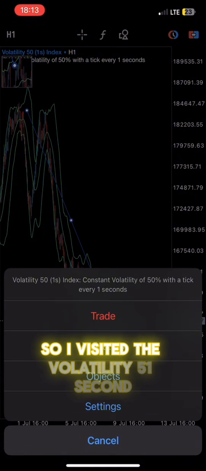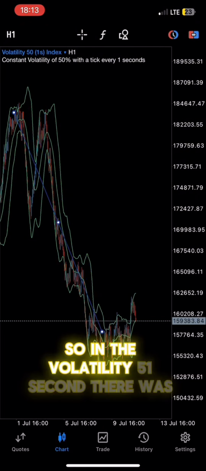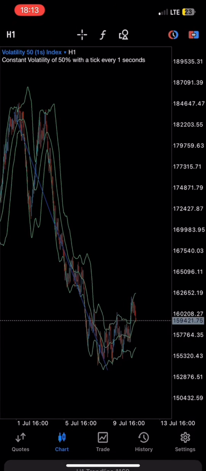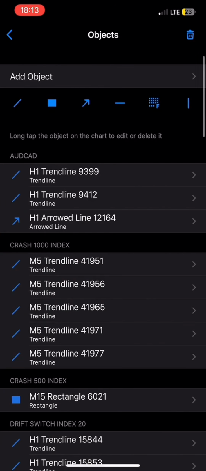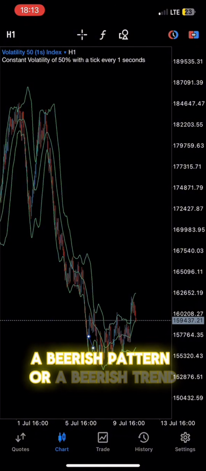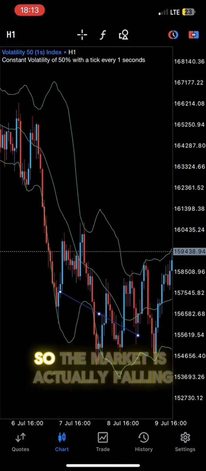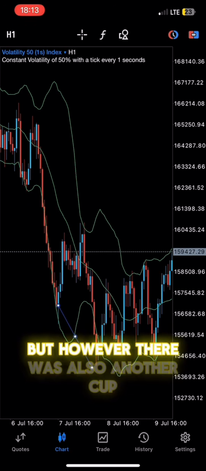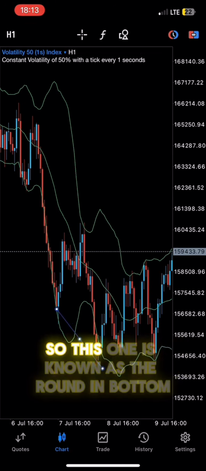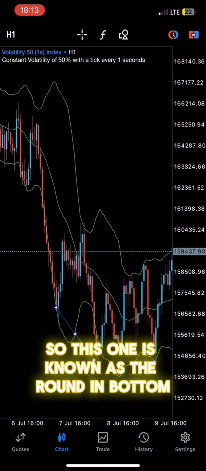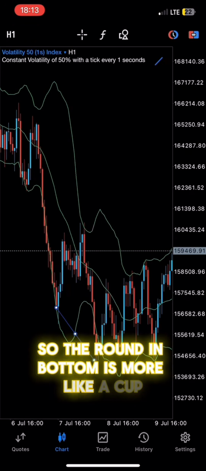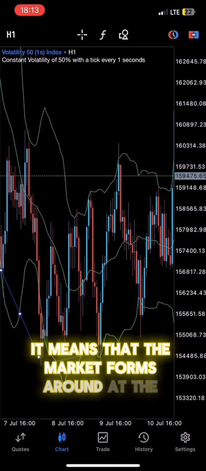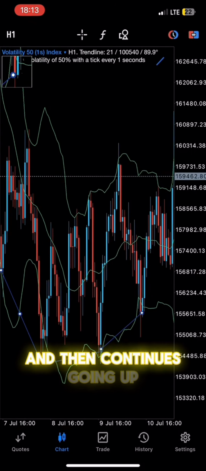So I have visited the Volatility 51 second. In the Volatility 51 second, there was more of a bearish pattern or a bearish trend. The market is falling from the upside to the downside, but there was also another cup. This one is known as the rounding bottom. The rounding bottom is more like a cup. It means that the market forms a round at the bottom and then continues going up.